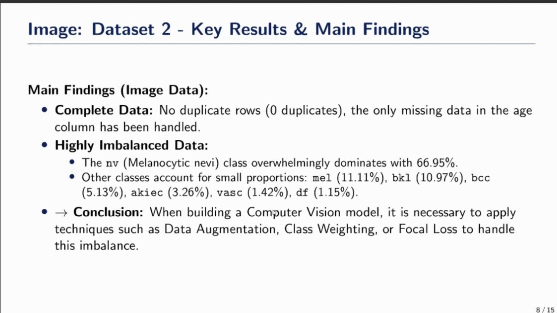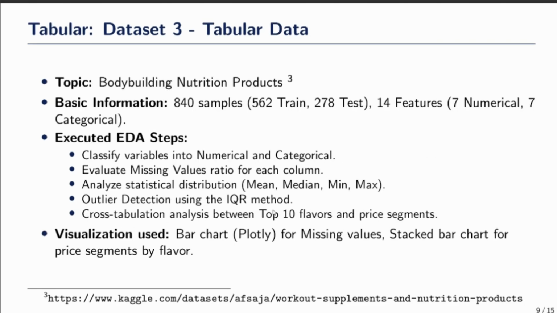our computer vision model. So the final dataset is tabular data, which is bodybuilding nutrition products, with a link in the footnote. This dataset has 840 samples, which are separated into training and test sets, with 562 for training and the others for the test set. All of these samples are divided into 14 features, 7 numerical and 7 categorical.